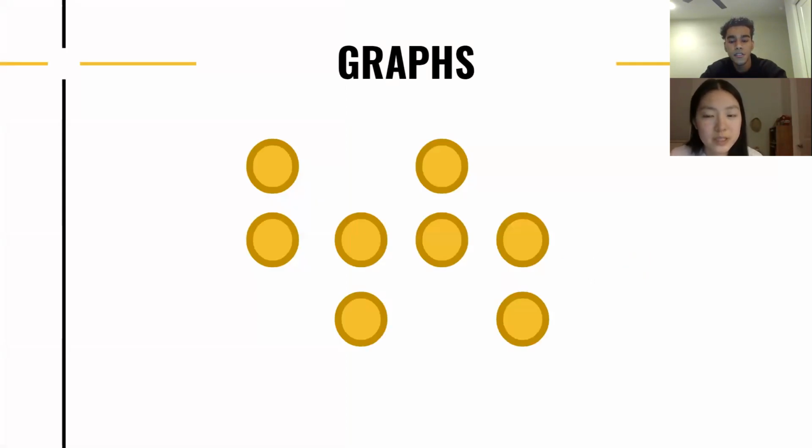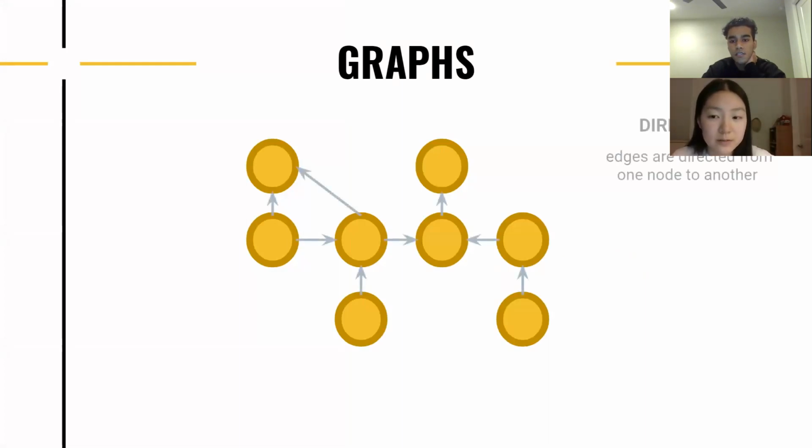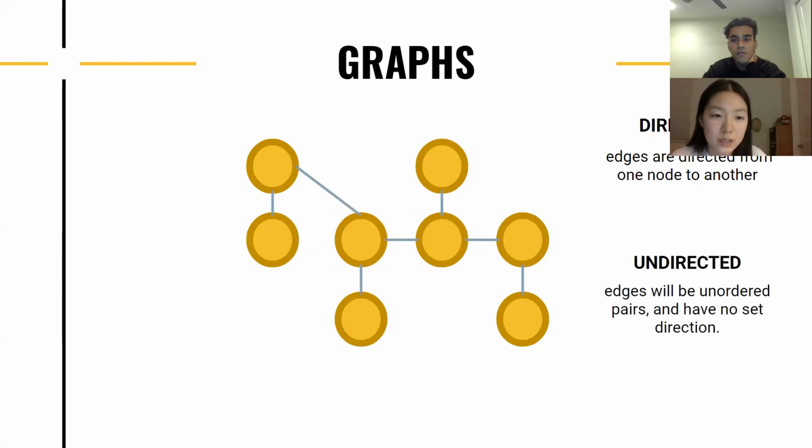Okay, so over here we have a bunch of nodes, and one type of graph is a directed graph. So as we can see, the edges are directed from one node to another. And in an undirected graph, the edges will be unordered pairs, so they don't have a set direction.